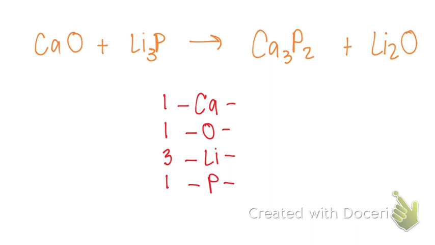Yeah. All right, now let's flip to the other side. Calciums, I have 3. Oxygens, I have 1. Lithium, I have 2. And phosphorus, I have 2.